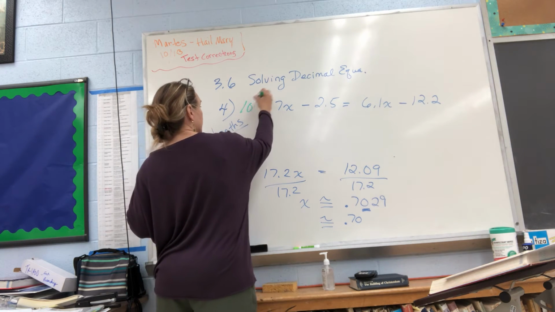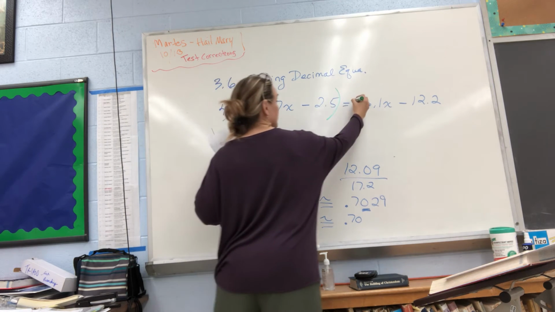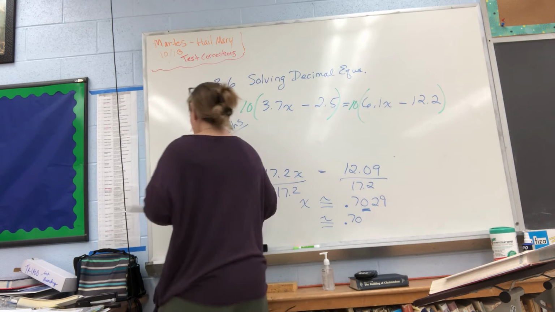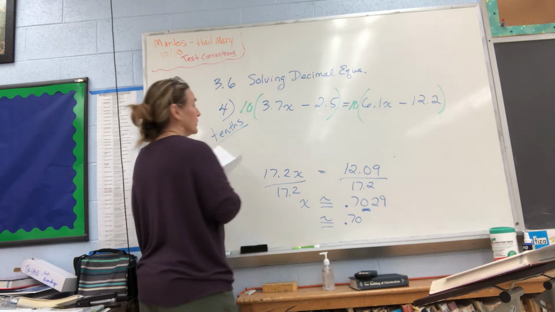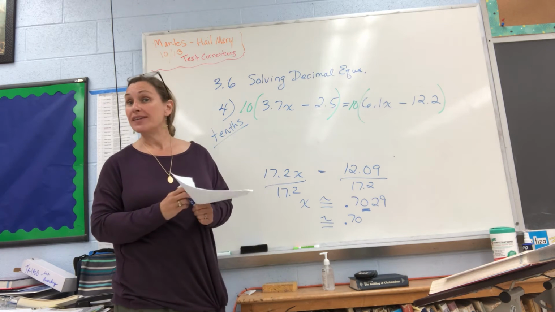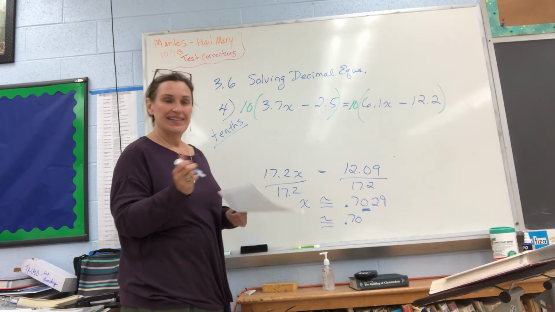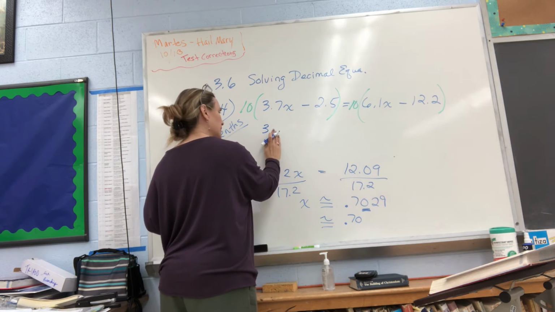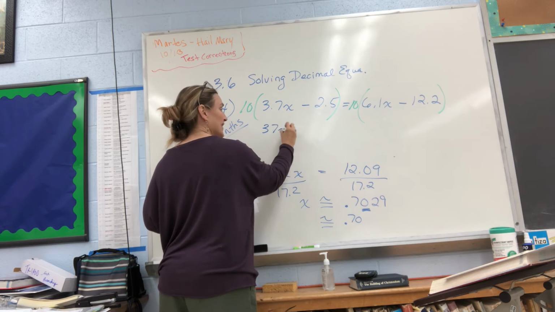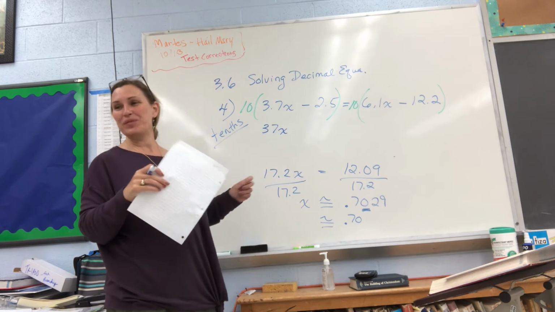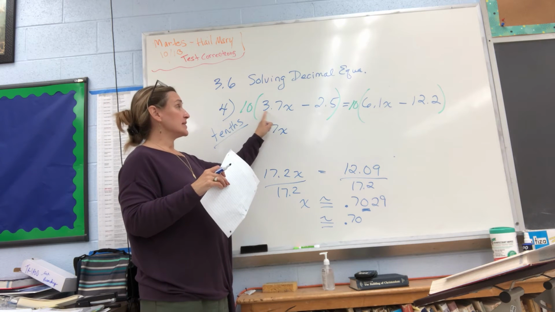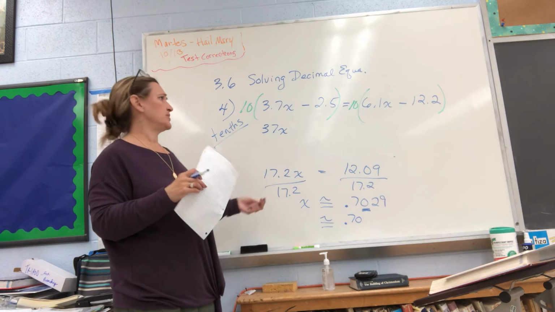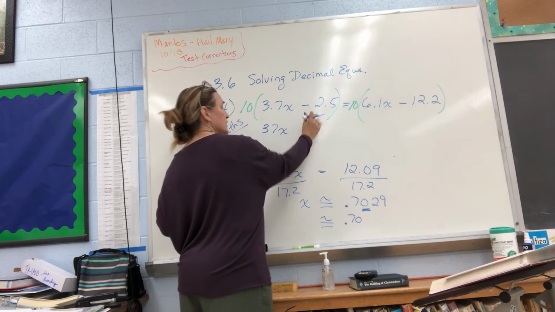So I'm going to put a 10 in front of here, and we're going to use the distributive property to multiply. So what is 10 times 3.7x? It's 37x. Okay, 10 times this makes it 37, right? And you could do that multiplication if you need to prove it to yourself. But 10 times this is what?